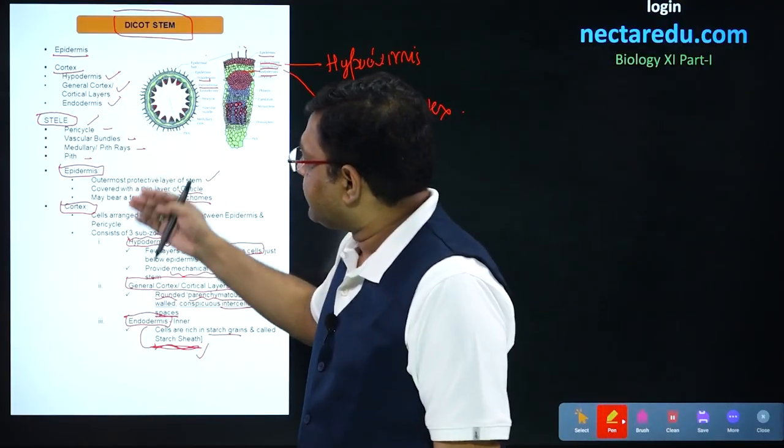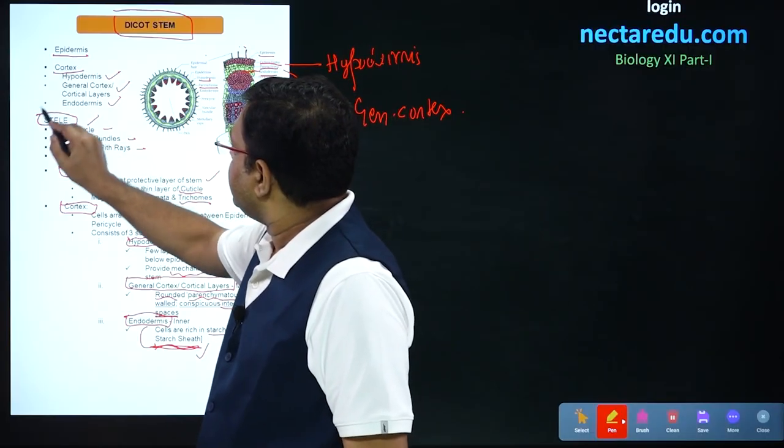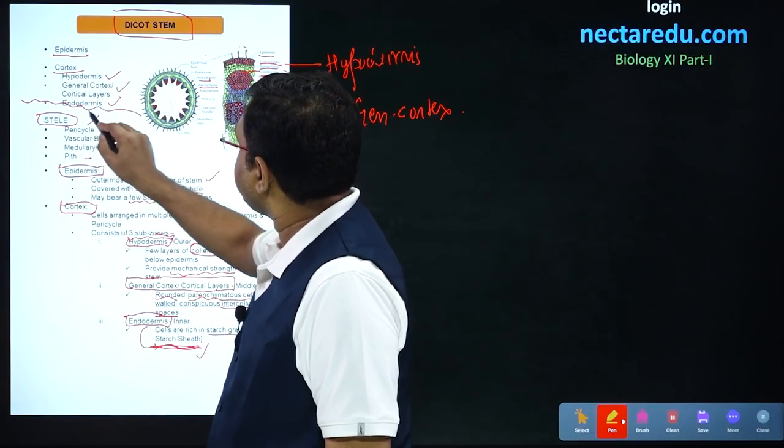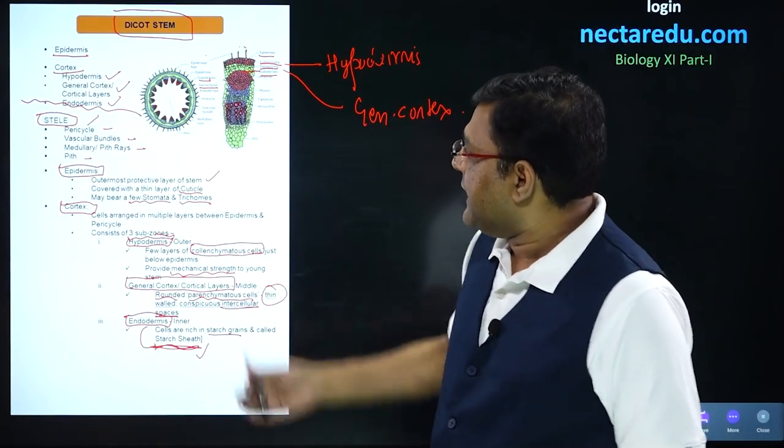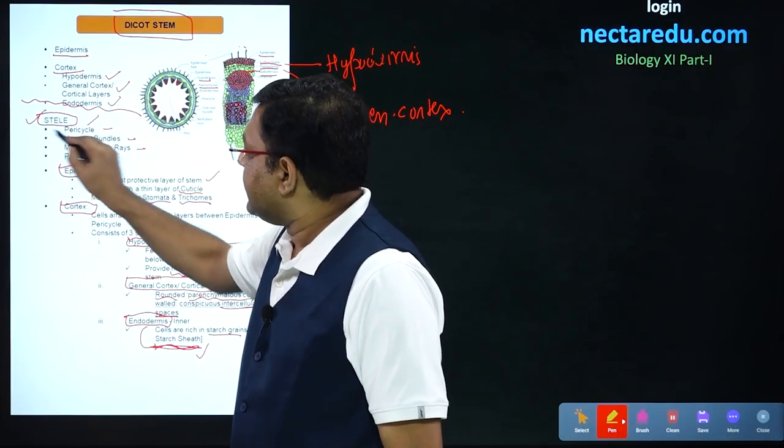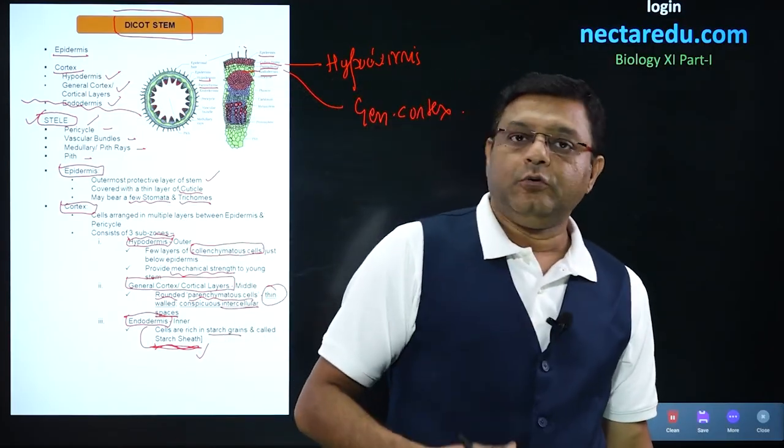Now, for further description, we have covered the anatomy of dicot stem till endodermis over here. The remaining part which comes into the stele, we will cover in the next video.